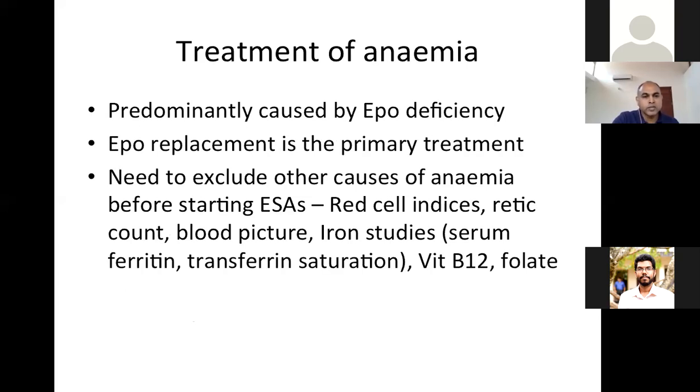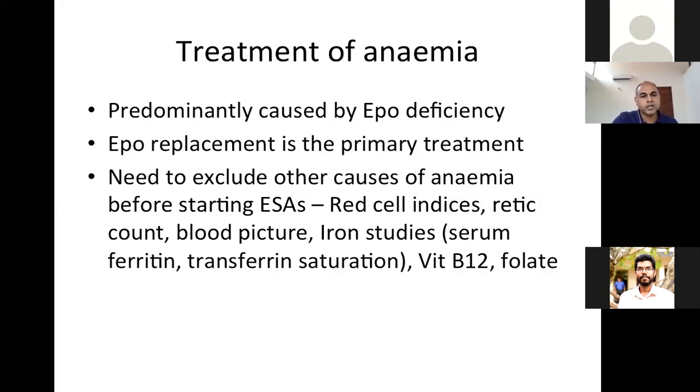And it's predominantly caused by deficiency of erythropoietin. As you know, erythropoietin is predominantly produced by the kidney. So any kidney disease can lead to reduction in erythropoietin production, leading to anemia. So the main cornerstone of managing anemia in CKD is treating with erythropoietin. But however, you need to recognize that there can be other causes of anemia in a CKD patient.